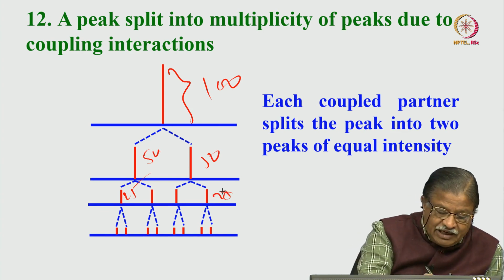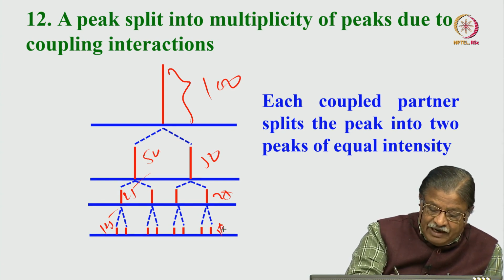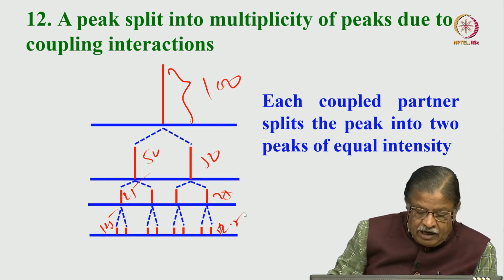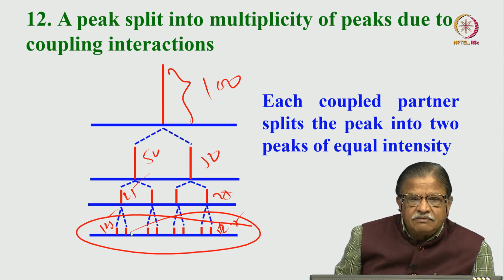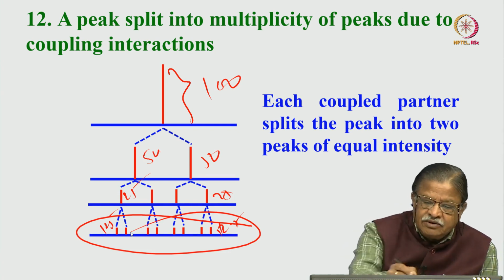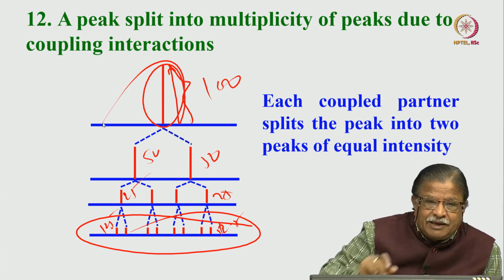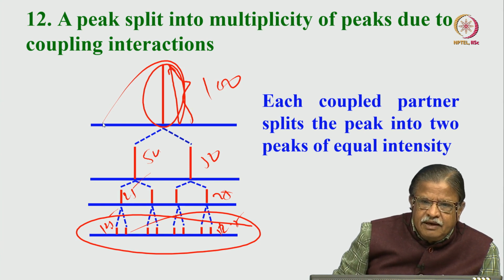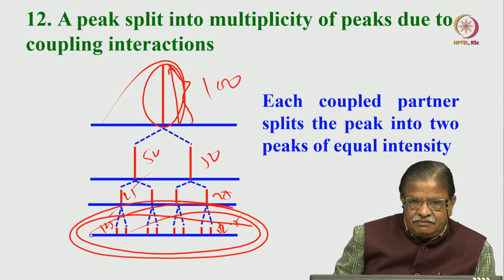When it divides further, it is 12.5, 12.5, like that it goes. You add up all these intensities, 12.5 into 8, it will become 100. So, this is the intensity. So, the total intensity of a particular peak will remain the same if you measure the intensity of the entire multiplicity.